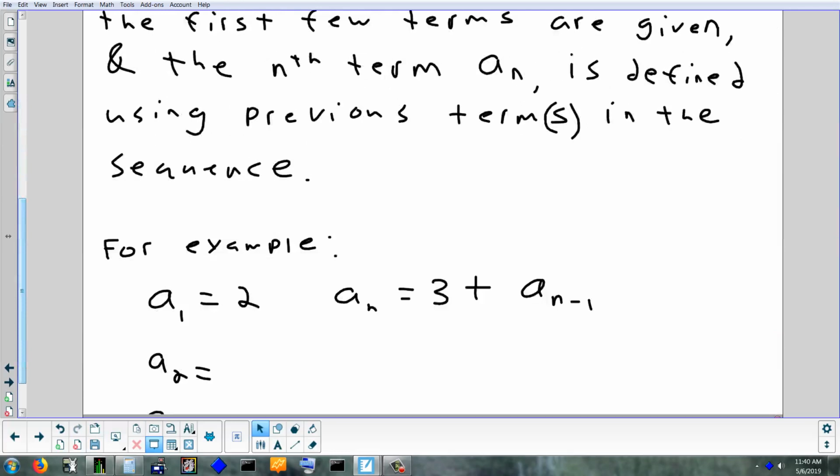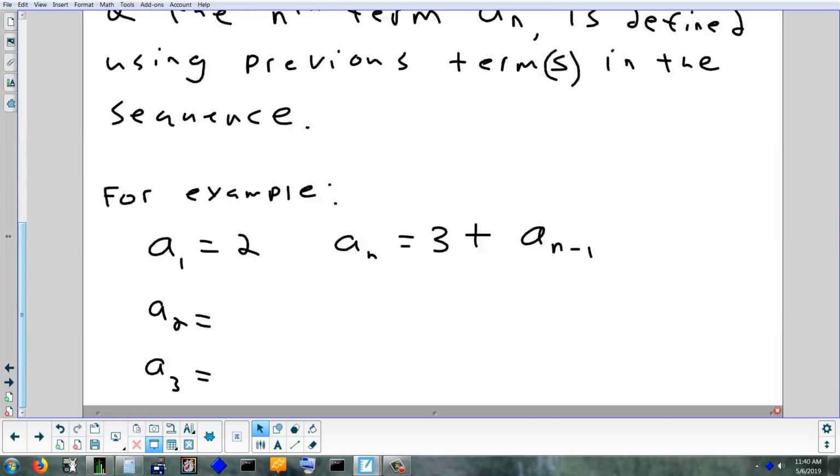Okay, so here's an example of a recursive sequence. They've told me the first term is 2, and then they've said, to get a particular term, take 3 plus the term that came before it. That's what this notation always means. a sub n minus 1 is the term before the one you're looking for. That's why they have to tell you the first term, because imagine they didn't. You'd say, to get the first term, add 3 to the 0th term. Well, the 0th term doesn't exist. So with recursion, you have to start somewhere.